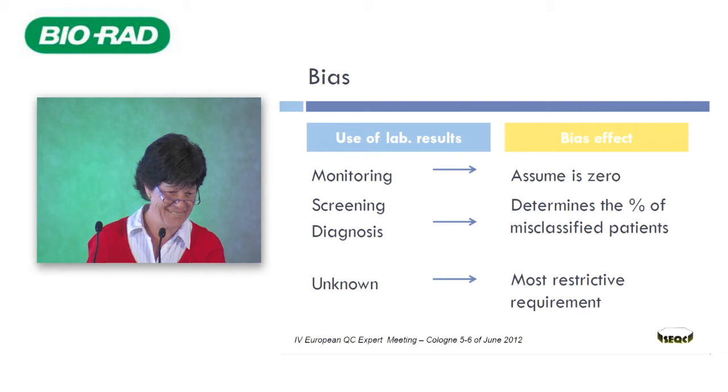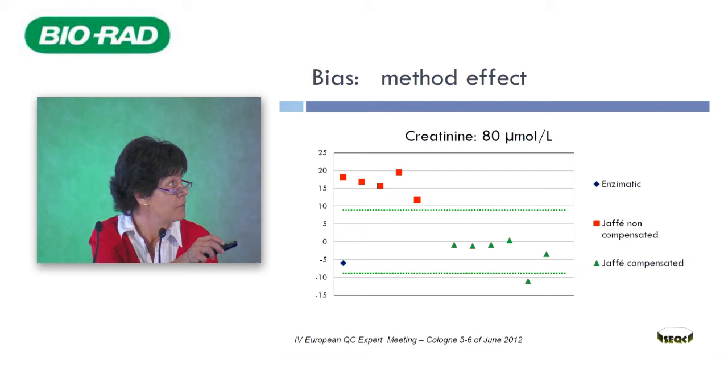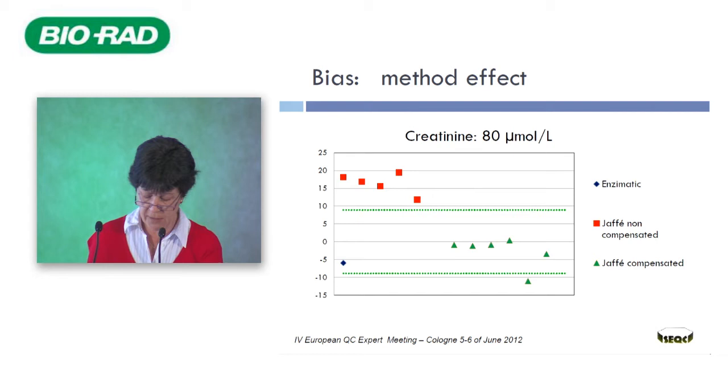This slide shows the deviation of each laboratory from the reference method of creatinine at 80 micromoles per liter, a clinically relevant concentration. Green lines correspond to desirable specification of total error. All users of the Jaffe non-compensated methods show positive bias, whereas all users of the Jaffe compensated methods and enzymatic could give satisfactory results.